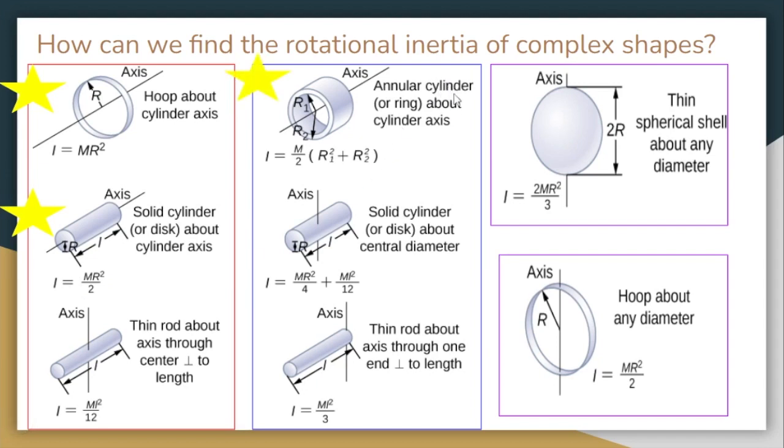Next, we have another cylinder about a cylinder axis. This one's a little bit more rare, but this is when there are two different radii. So here we can see what that moment of inertia is. And then lastly, we have a thin spherical shell about any diameter, and this is the moment of inertia for a spherical shell. If you take a look really quick at all these shapes, you're going to see that the biggest moment of inertia is going to be produced by the hoop about a cylinder axis, and the smallest moment of inertia is going to be produced by a thin rod about an axis through the center. Again, the smaller the moment of inertia, the easier it is to move the object. The bigger the moment of inertia, the more difficult it is to move the object.